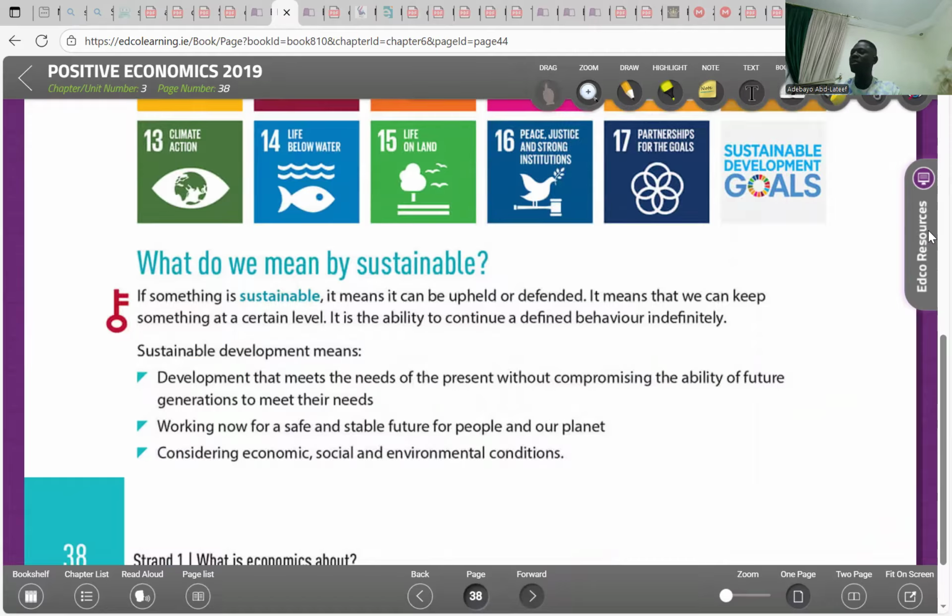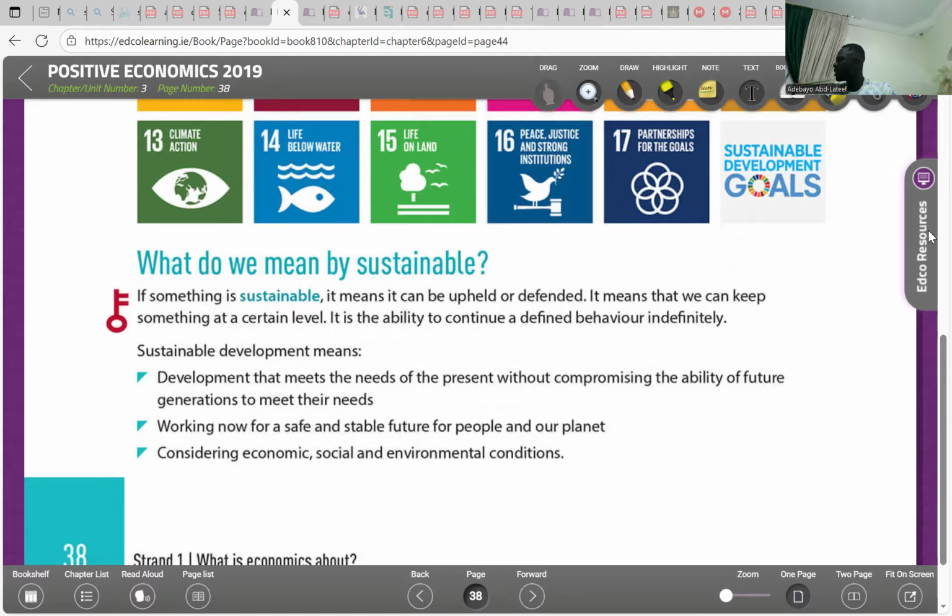What does sustainable mean? It simply means you are consistent at a certain level. You're able to keep that consistency for a certain level. That means whatever you do now, you continue to do it, and it doesn't affect others. That is what sustainable is about. So I wrote here, it means things can be kept at a certain level. That means you're able to do things and you're able to maintain the same level all through. That is what sustainable is.